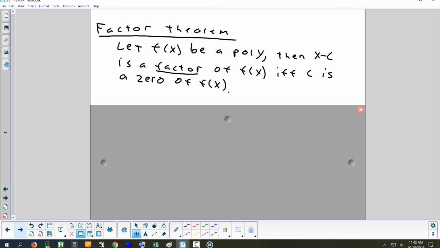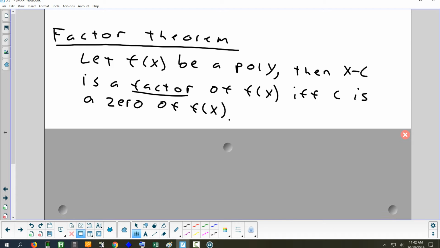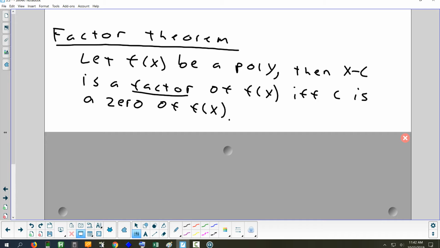So the factor theorem, basically it's very similar to the remainder theorem. Okay, it says that if you divide by x minus c and you get a remainder of 0, that means it's a factor.